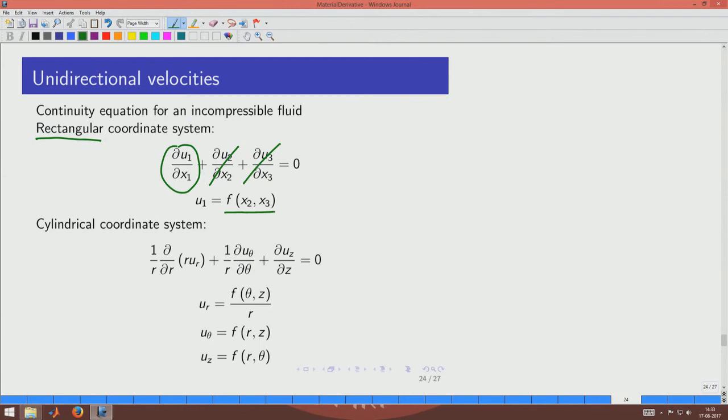So, obviously u1 equal to 10 meter per second is of course valid, because you have only a number there, and when you differentiate with respect to x1 you get 0. But you can also write a function of x2 and x3 like this if you like. You could do that also, because when you differentiate with respect to x1 you get zero and then nothing will be remaining. So, this is how you can go ahead and see what will happen to the unidirectional velocities.